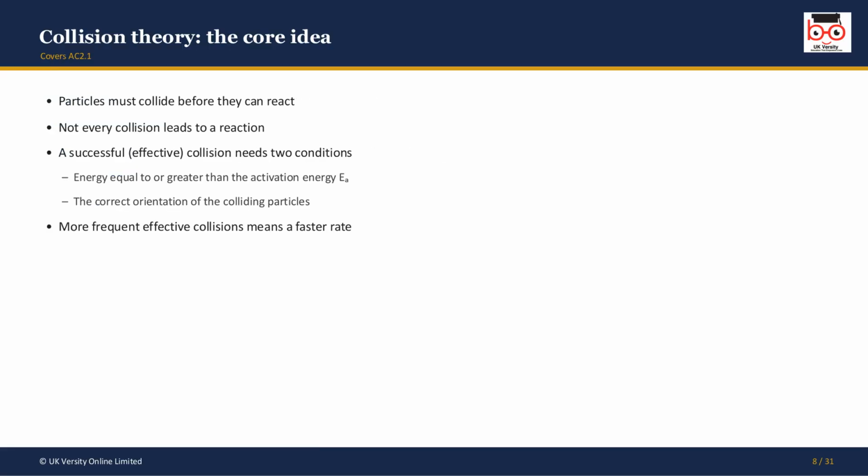Collision theory is the heart of all of this. Before anything can react, particles have to collide, but not every collision does the job. For a collision to be effective, 2 things must be true. The particles need energy at least equal to the activation energy, and they have to hit with the correct orientation. The more effective collisions you get each second, the faster the reaction goes.